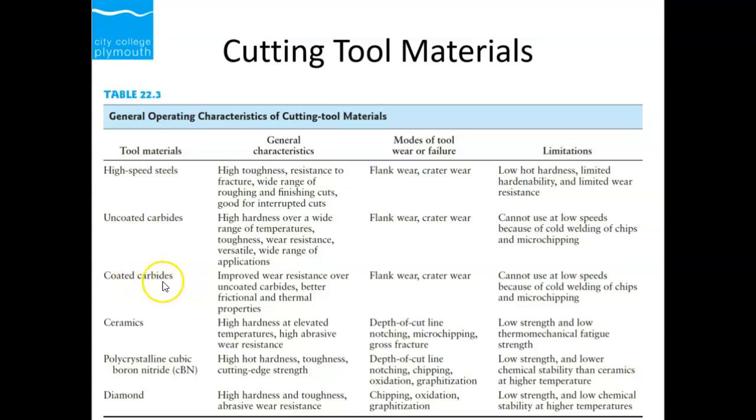Then we got the coated carbides. They have good wear resistance as compared to uncoated. They have better frictional and thermal properties. Again, we cannot use them at low speed because of cold welding of the chip, where the chip actually welds to the tool. Now, ceramic.